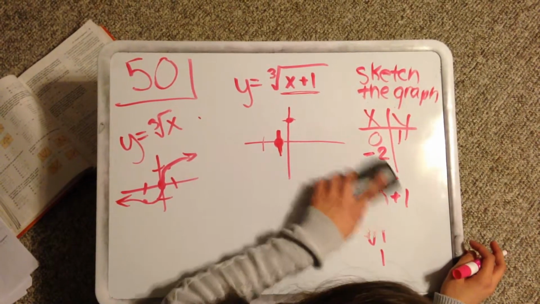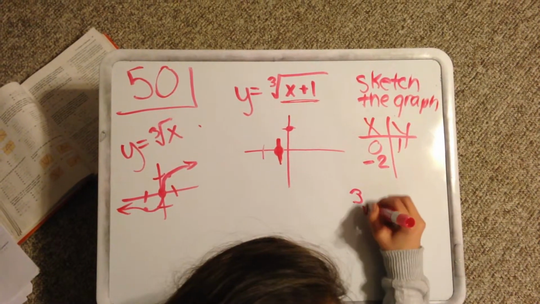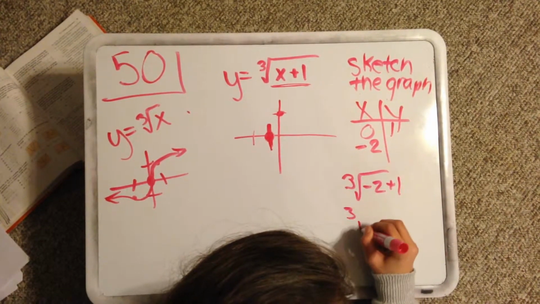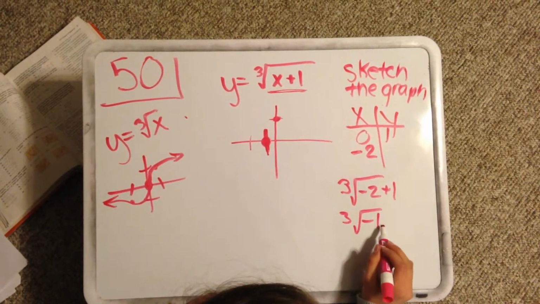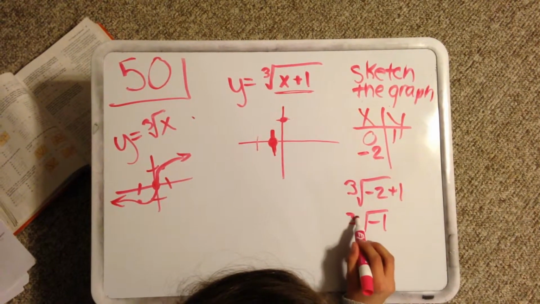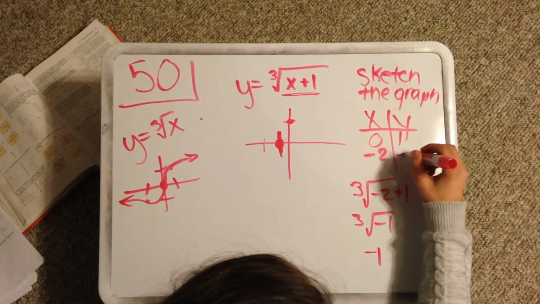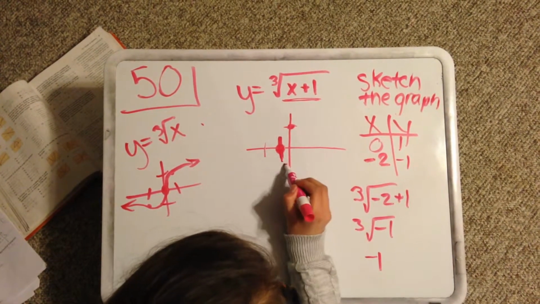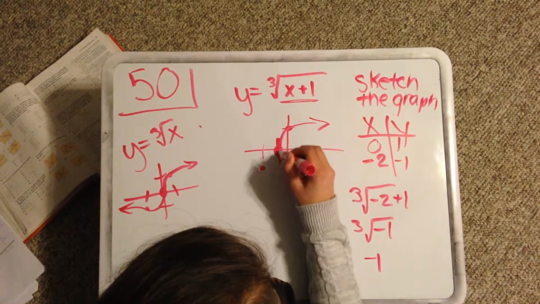And then I'm also going to pick negative 2, and I'm going to erase this so I have room. And I'm going to do the cube root of negative 2 plus 1, you get the cube root of negative 1. And in this case, it's okay to have a negative 1 because this is odd, so it's still going to be negative. Your answer, your y, is going to be negative 1. So you go negative 2, and then down 1. So this is going to be your graph.